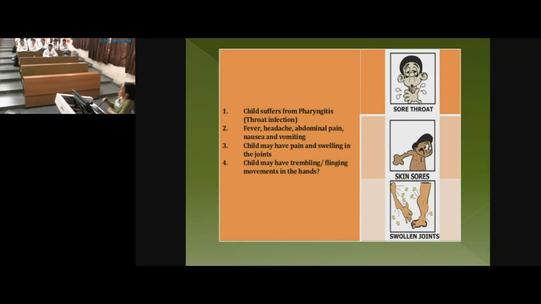Joint pain is seen in about 75% if you take Western literature. Here also we find that a history of polyarthritis or polyarthralgia may be present. Some patients may come to you a little late. Some people will go to different doctors, and if they are given anti-inflammatory drugs, joint pain subsides very fast. So it may or may not be present at the time of manifestation, but a history of joint pain is present, right? Then you have cardiac involvement.